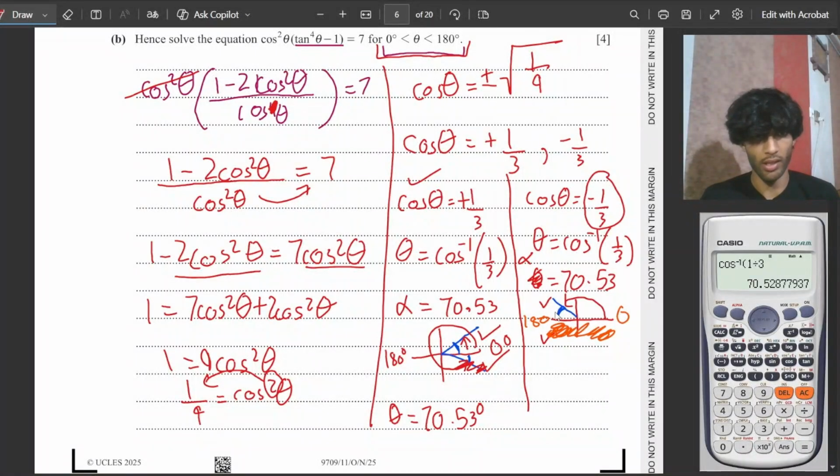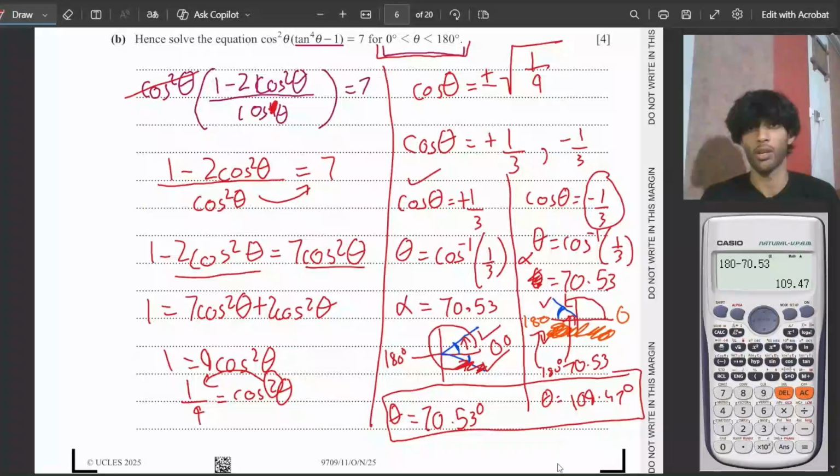Well, if this part is 70.53 and this part is 180, you can find theta by subtracting these two. So it's going to be 180 minus 70.53, which is equal to 109.47. So 109.47 degrees, and these are your two values for the angle theta.